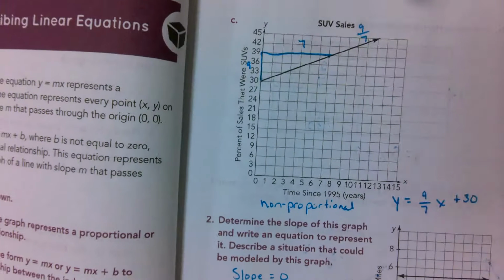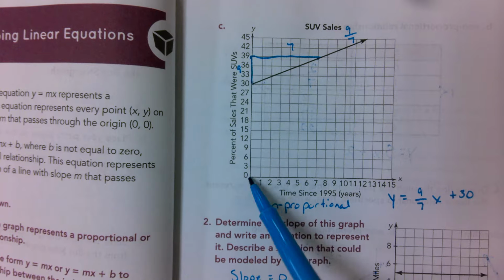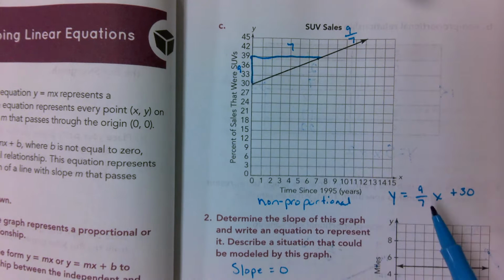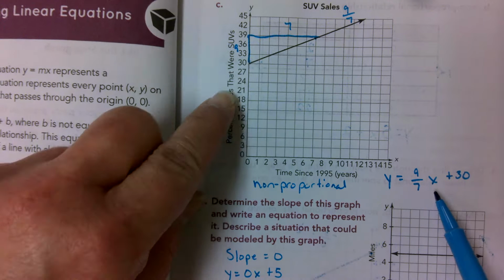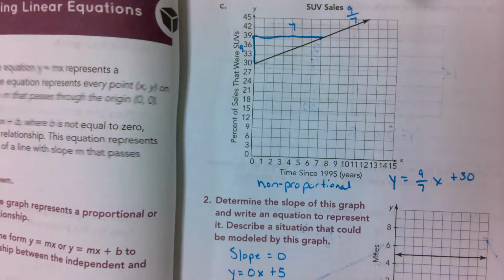All right, C, we had SUV sales. Same thing I needed to do. It's non-proportional. It doesn't go through the origin. And I need to do rise over run, 9/7. That does not simplify, so we have y equals 9/7 x, and then plus 30 is my y-intercept.